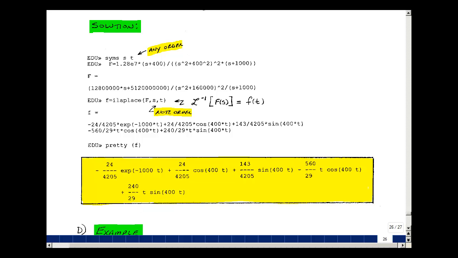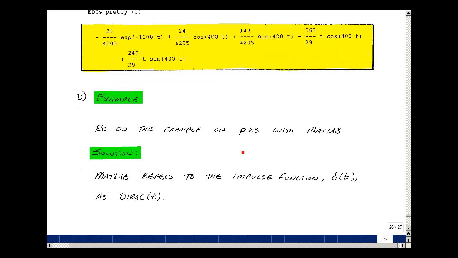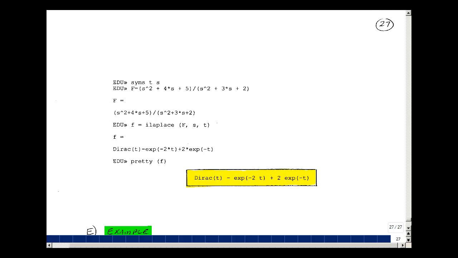Let's do an example where we know the answer. So let's redo the example on page 23, but this time using MATLAB. If you recall, one of our answers was having the impulse function. In MATLAB, this is referred to as the Dirac of t. Again, we start the program and we'll declare our variables. In this case, I'll put t first and then s. Again, the order doesn't make any difference.